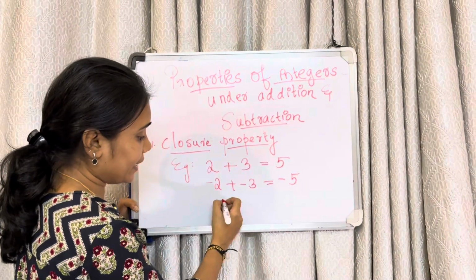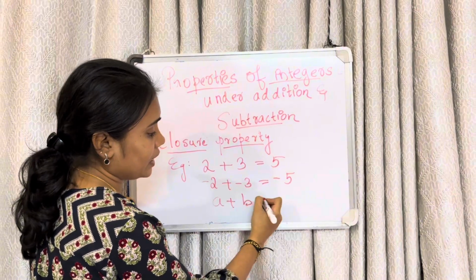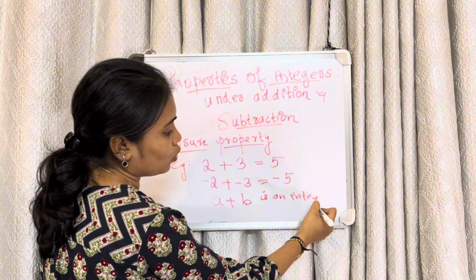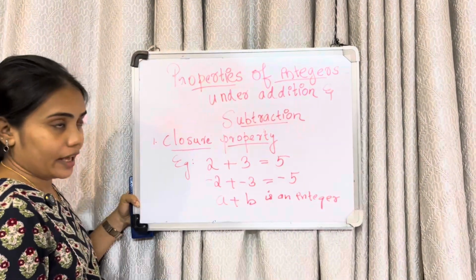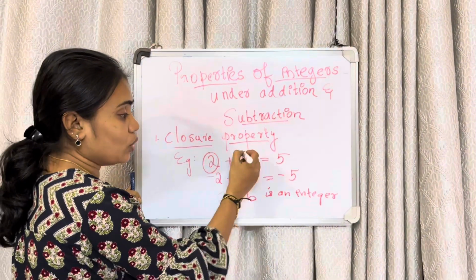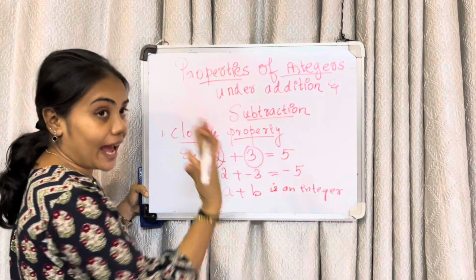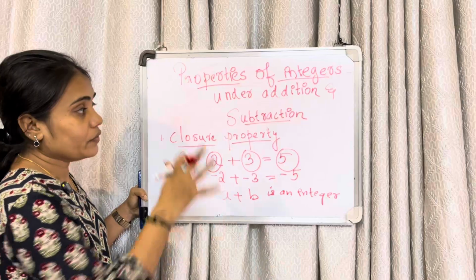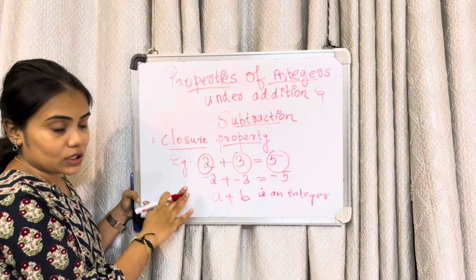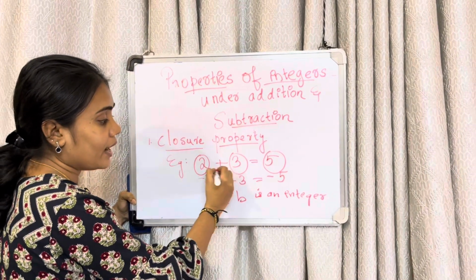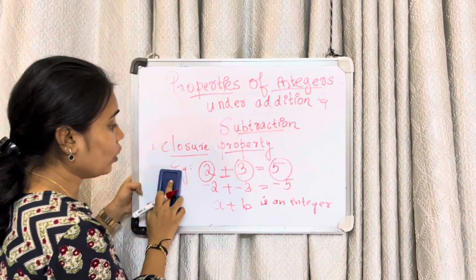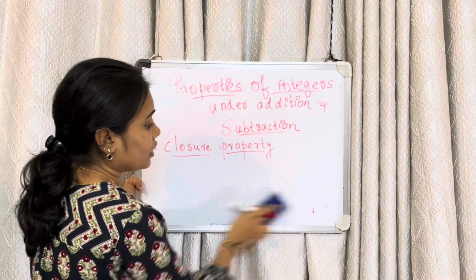So what is the peculiarity here? A plus B is an integer. That is the rule for closure property. Whenever we take two integers and add them, the answer must be an integer. If that is so, we can say that integers satisfy closure property under addition. Is it clear? Same thing we can do for what?